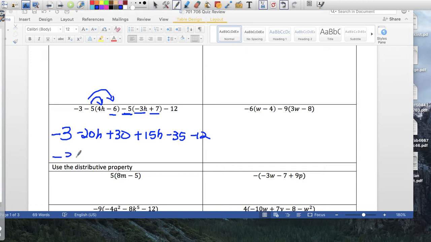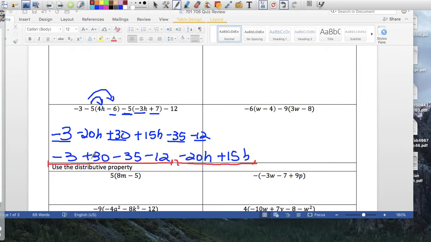Let's put the like terms together. So it's negative 3 with the plus 30 with negative 35 minus 12. All those are like terms. And then minus 20h plus 15h. So all these four things over here are one group, and this guy is another group. So negative 3 plus 30, there's more positives, right? So it's going to be 27. And then we're going to do 27 minus 35, 27 plus negative 35. You can tell there's more negatives. How many more negatives? 35 minus 27 is negative 8.